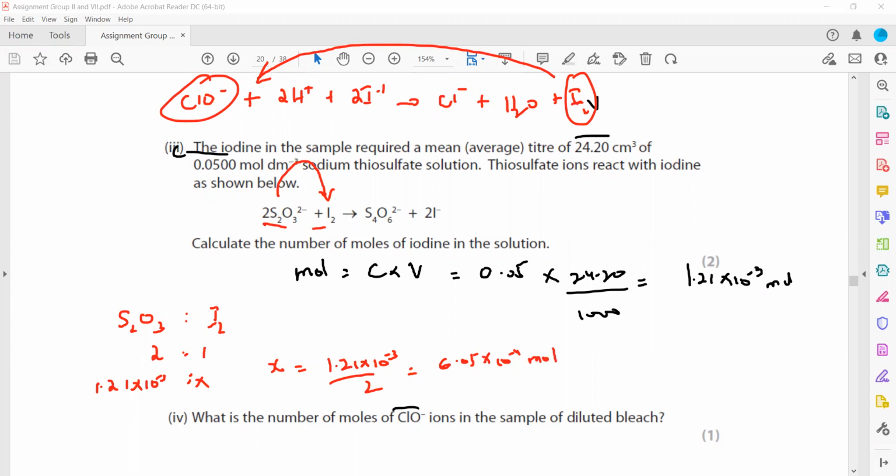And because the ratio between iodine and chlorate, ClO, is 1:1, we will get the same number of moles. It's the same ratio, so it will be 6.05 × 10^-4 moles. Is this part clear?